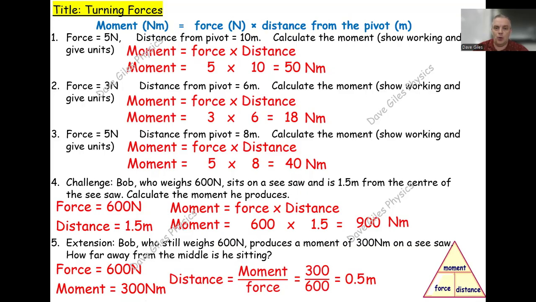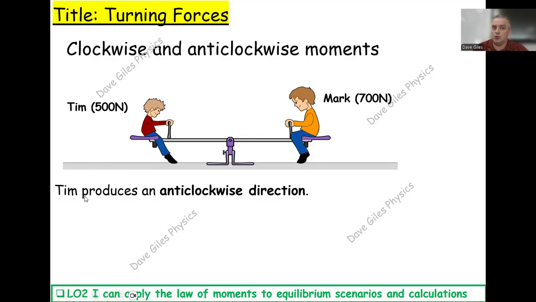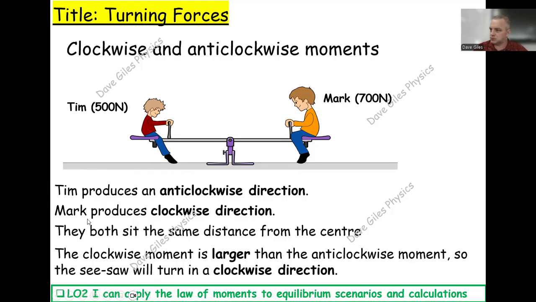Describe turning force and use the formula for moments, although we will still use that within the second learning objective, which is apply the law of moments to equilibrium scenarios and calculations. So we've got clockwise and anti-clockwise moments, like we said before. And these two here look like they're sat the same distance away from the center or the pivot. So Tim produced an anti-clockwise moment. Mark produced a clockwise moment. They both sit the same distance from the center. The clockwise moment is larger than the anti-clockwise moment, so the seesaw will have an overall move in a clockwise direction. Now, to make them balanced, they both need to have the same size moment.